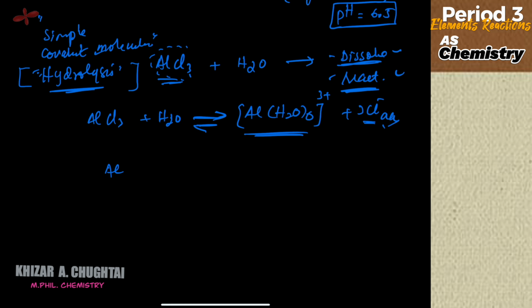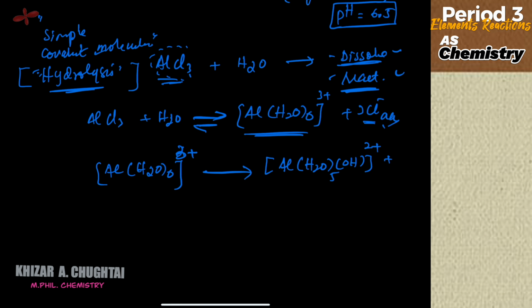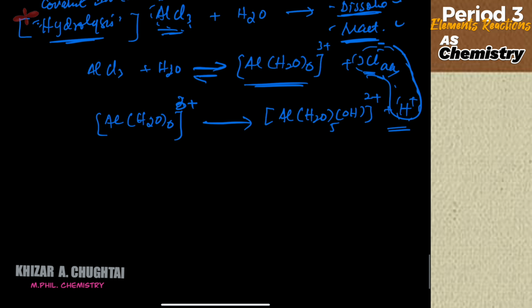What is happening in the next step? [Al(H2O)6] has a complex structure. It's a complex molecule and it loses H positive ions turn by turn: [Al(H2O)5(OH)] inside the bracket with 2 positive charge, and H positive ion. Because of these H positive ions and Cl negative ions, misty or white fumes are formed when AlCl3 is allowed to react with water.